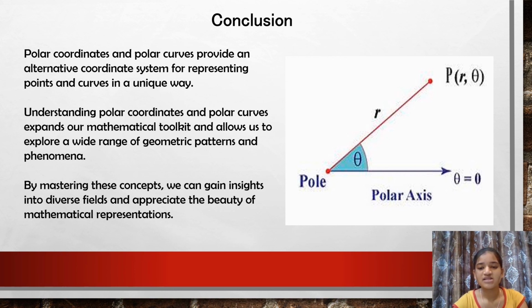In this diagram, we can see there is a pole. From the pole to the distance of r, it is the point P of r comma theta, and here it is the polar axis. From the pole, theta is equal to 0. Here is polar coordinates and polar curves.